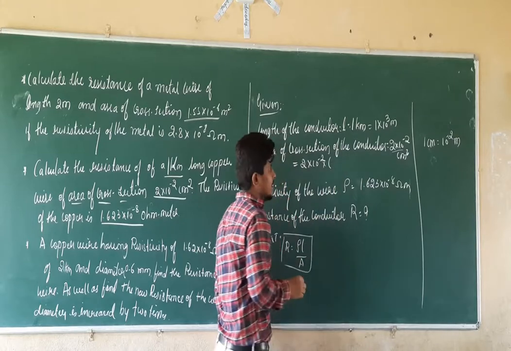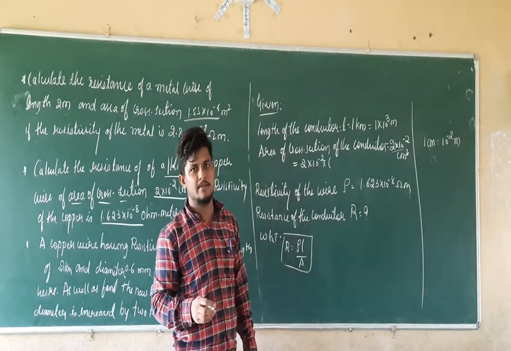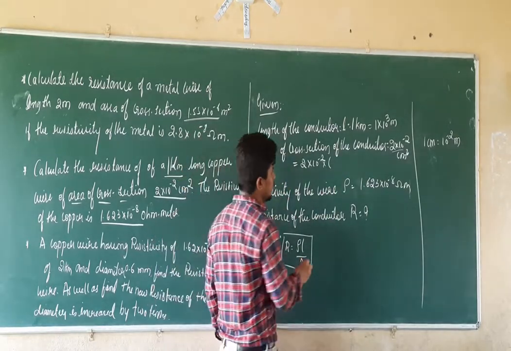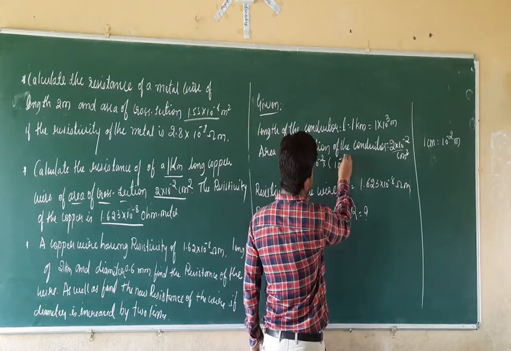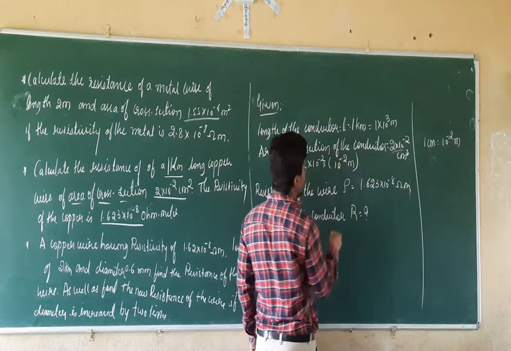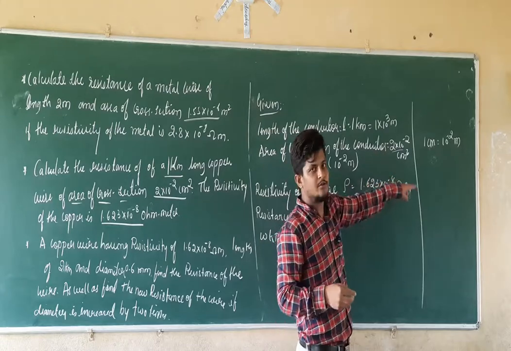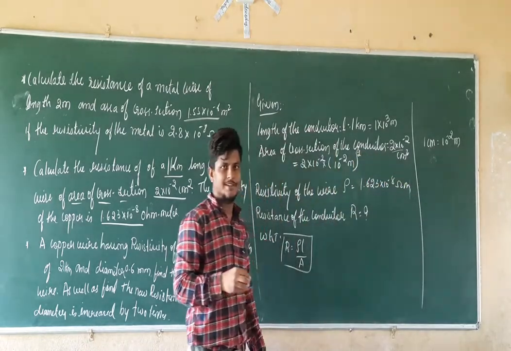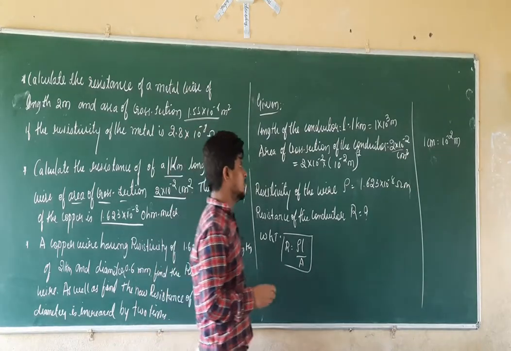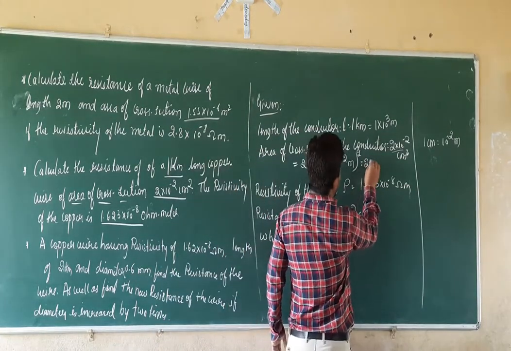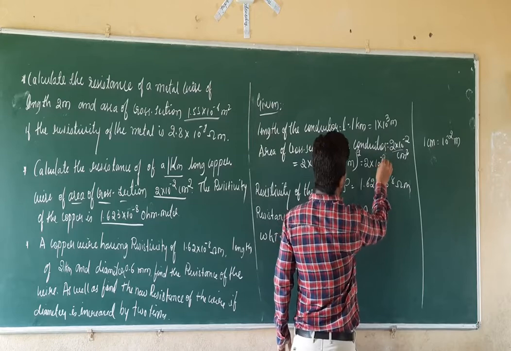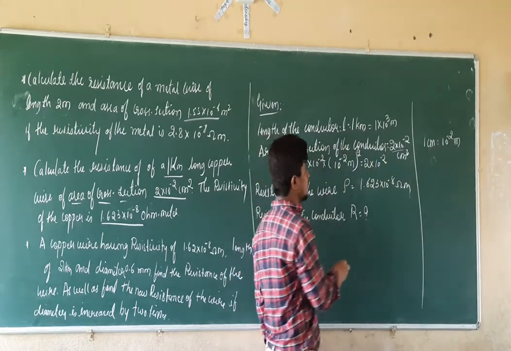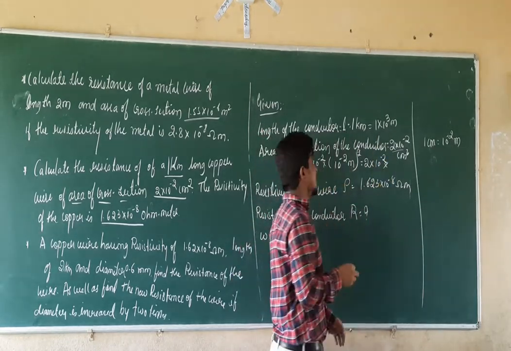In the bracket, 1 centimeter square is equal to how many meters? It is equal to 10 raised to minus 2 meters. Since the whole bracket is given in centimeter square, it will also become meter square. So that is equal to 2 into 10 raised to minus 2 into, what is 10 raised to minus 2 whole bracket square?